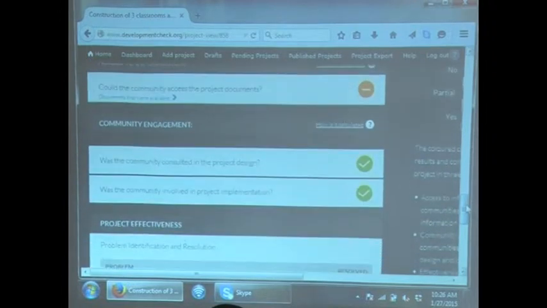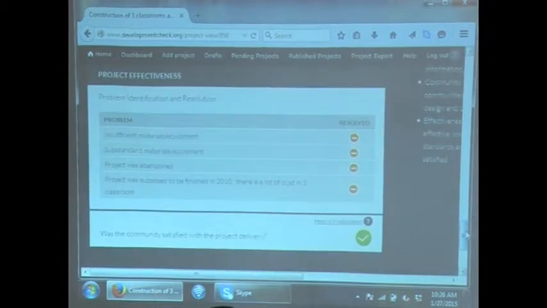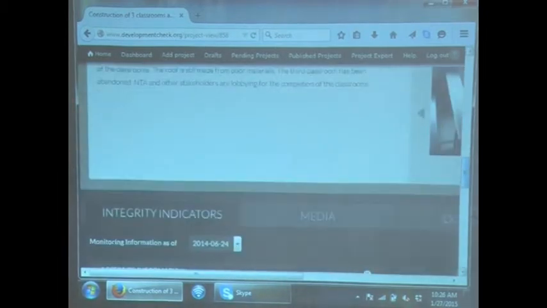And then, was the community involved in project design? They were involved in project implementation. If there are problems, these were the number of problems that were identified, and we are working on them to be resolved with the relevant stakeholders as well.